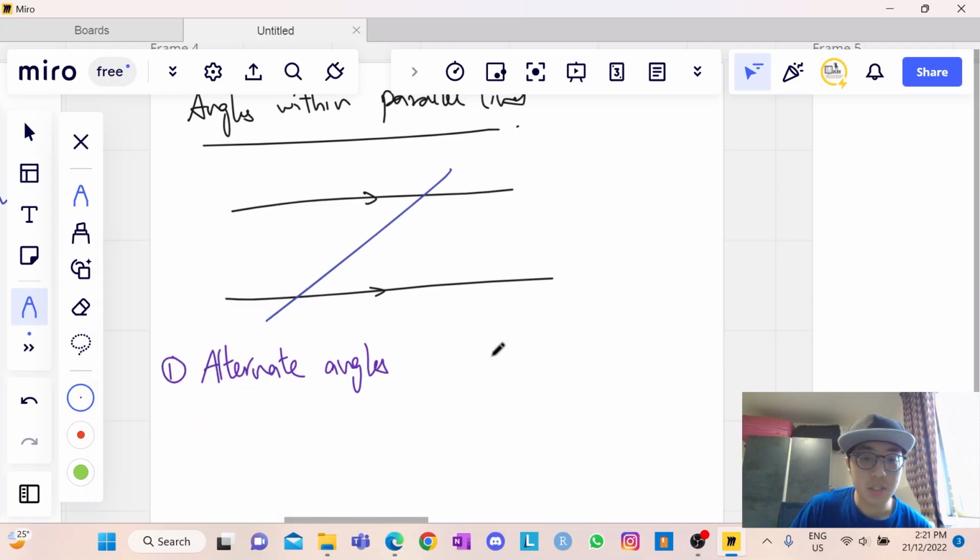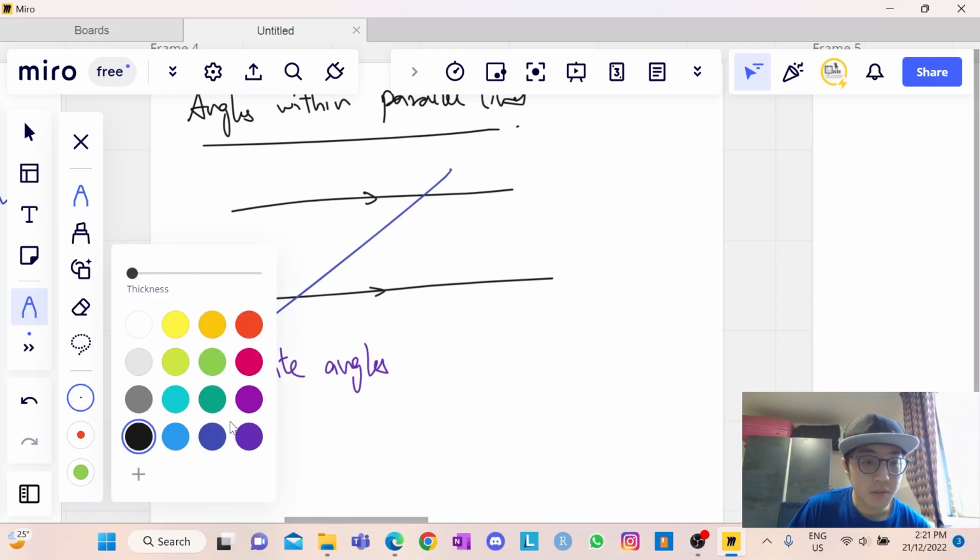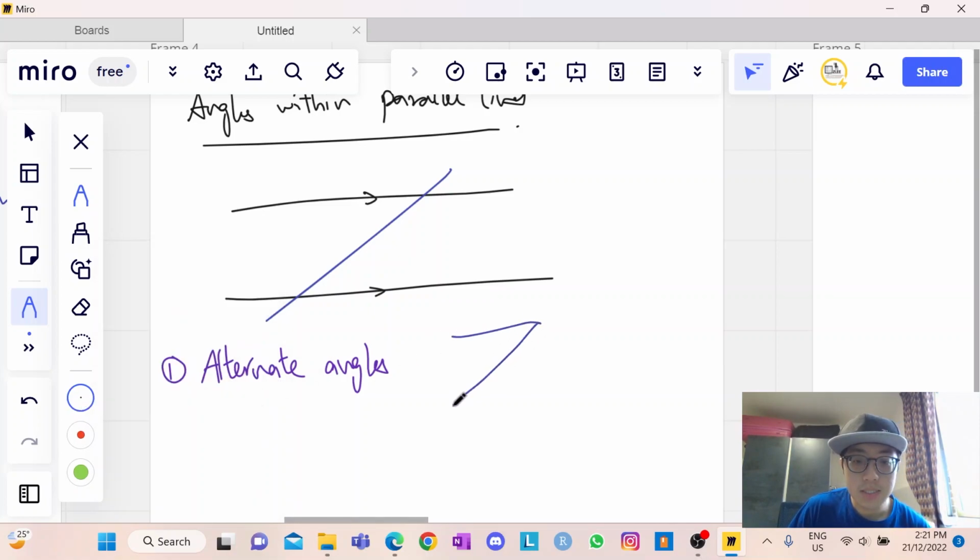Alternate angles is in the form of a Z. These two are parallel lines. If you have an angle here called theta, this angle right here will also be theta. So the interior of a Z has the same angle. It's this part right here and this part right here.